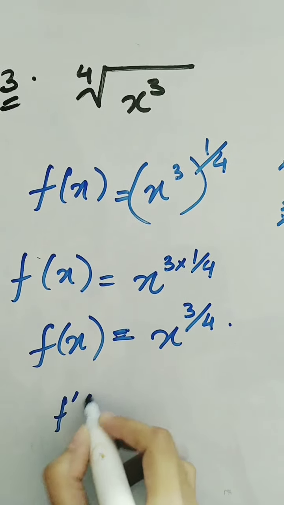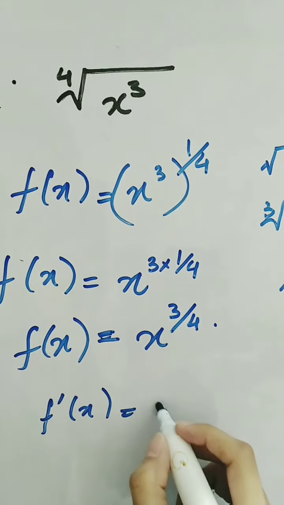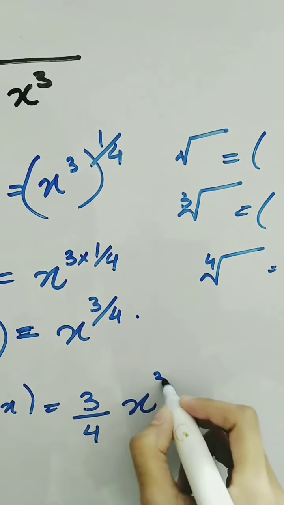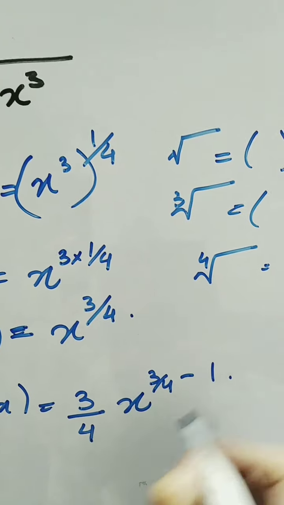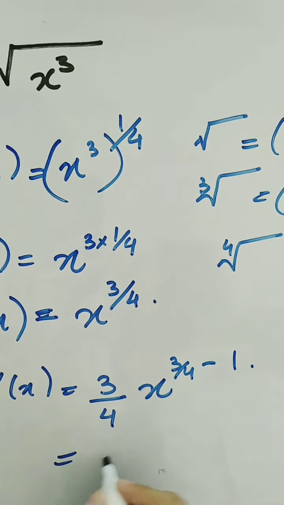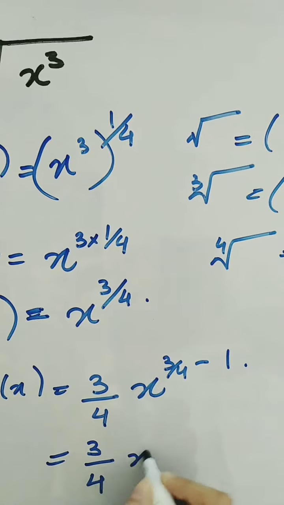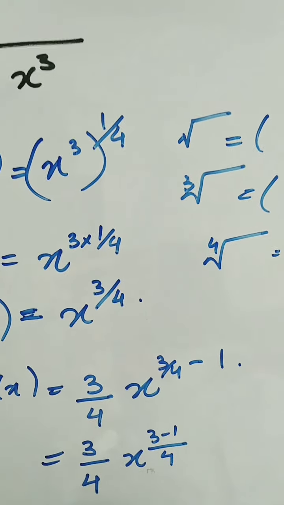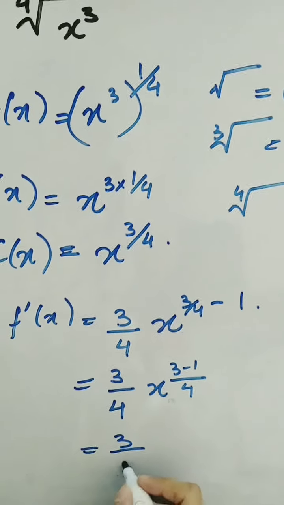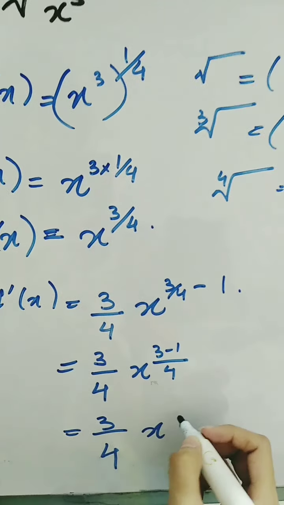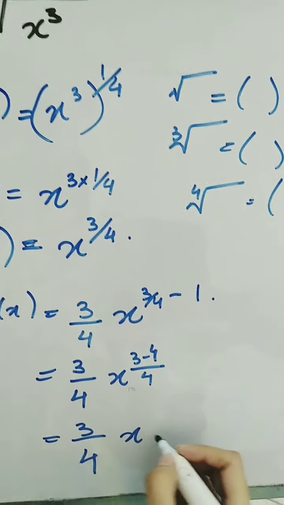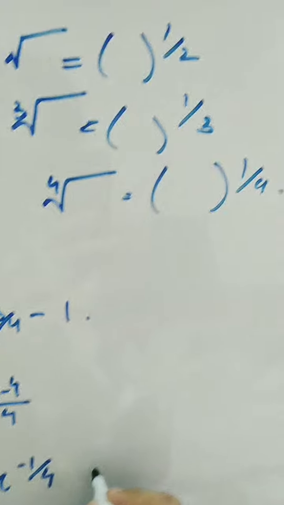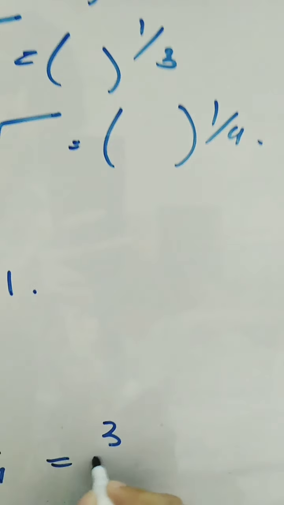Now we are going to take the derivative of this function, which will become 3 over 4 comes here, and we are going to subtract 1 from the power. So we have, just take LCM over here, and it comes out as 3 over 4 x raised to the power, 4 is here, minus 1 over 4, or we can write it as 3 over 4.